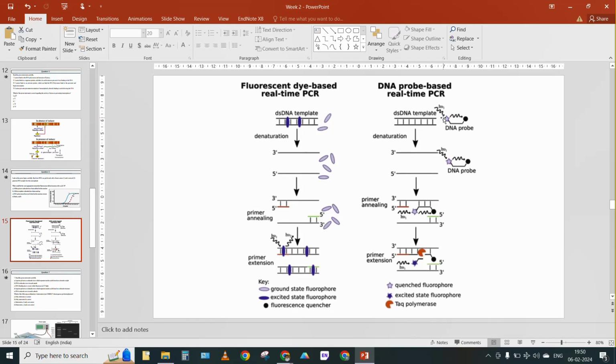Okay, let me explain the definition of real-time PCR. Real-time PCR, as the name suggests, measures the amount of polymerase chain reaction products at the end of each amplification cycle. To do this, you label the PCR products during or after the primer extension step of each amplification cycle. In fluorescent dye based real-time PCR, the fluorescence intensity is proportional to the amount of PCR product during the exponential phase of the reaction.